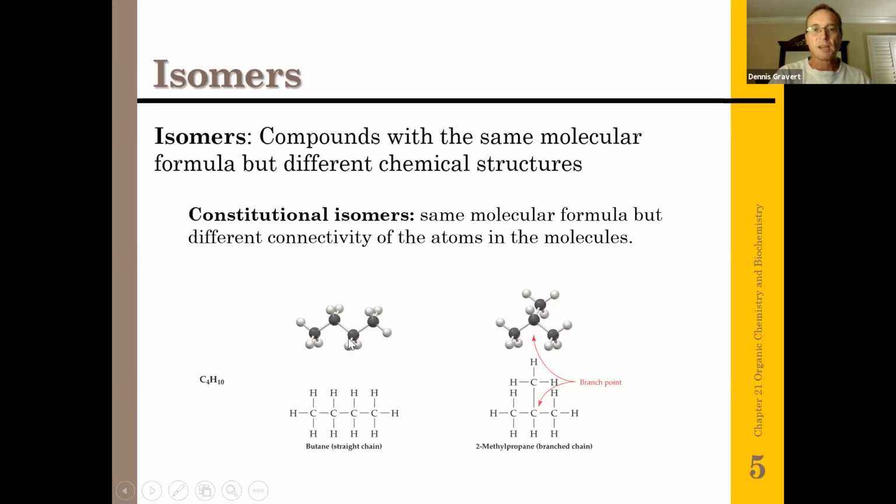Okay, so we had 4 carbons in a row, right? So let's circle that. 4 carbons in a row. That is different from 3 in a row with 1 carbon branching off. Maybe we'll do that in red. There's still 4 carbons, C4H10, but the arrangement, the connections, are different.